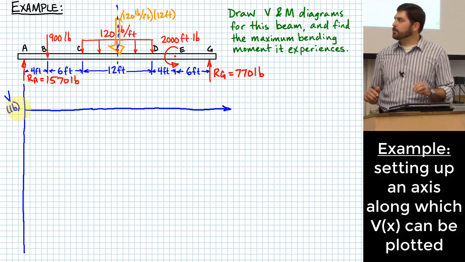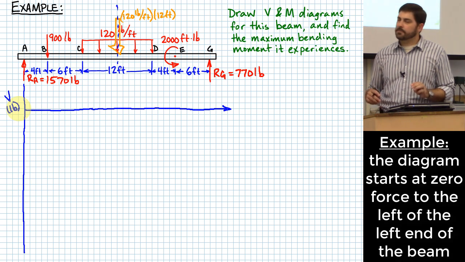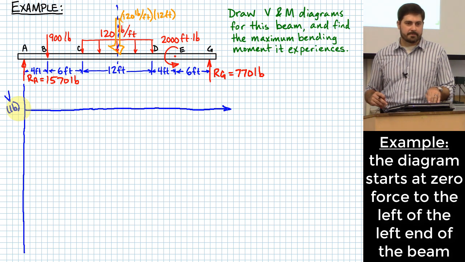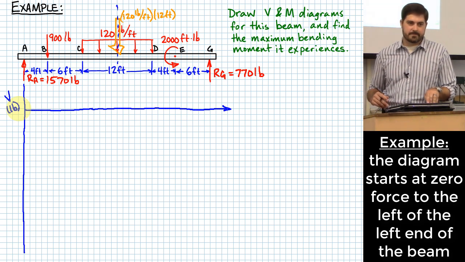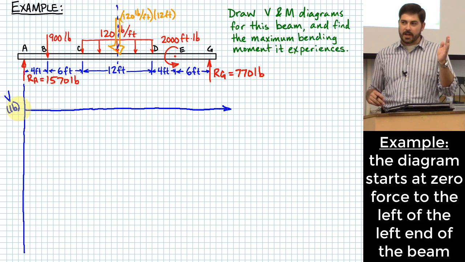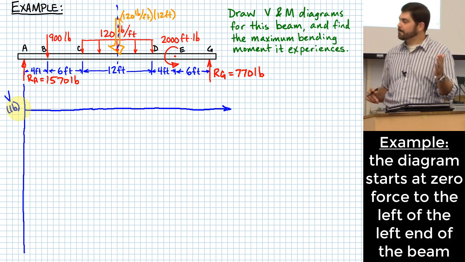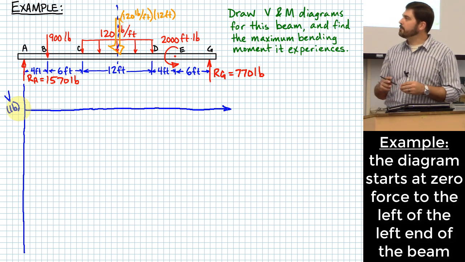And let's actually think about this first. To the left of A, how much shearing force will it carry? 0. Which is a good thing, because our beam ends there, right? We've got no material to the left. It better not be carrying force. So there's no force to the left of A.